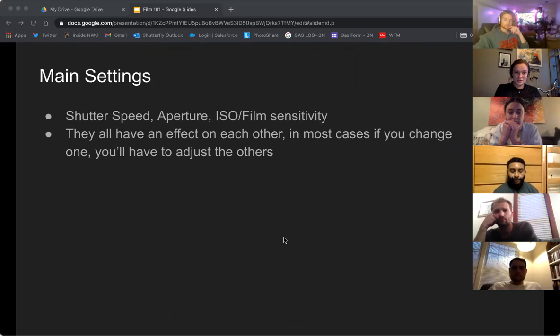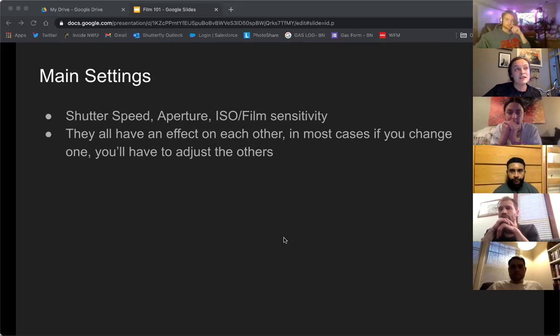But what's important when it comes to photography, especially film photography, is that you need to know settings. I'm assuming the majority of your guys' cameras don't have auto flash, auto focus, auto everything else. So a lot of this is going to be in the hands of you guys.